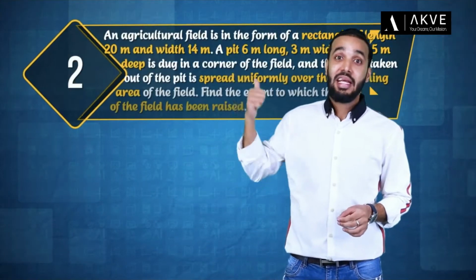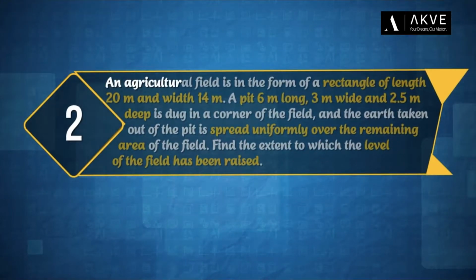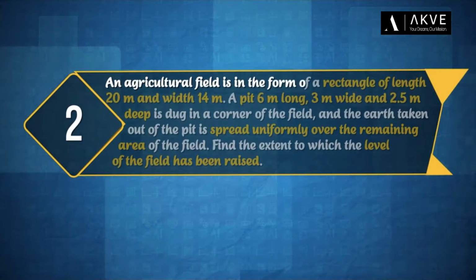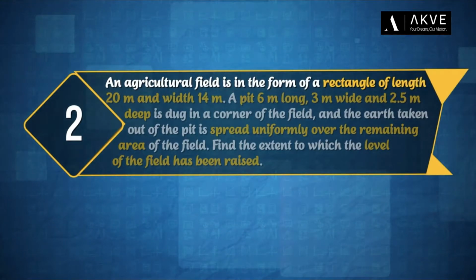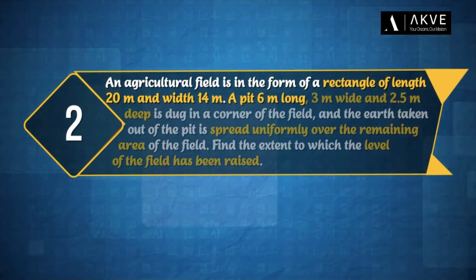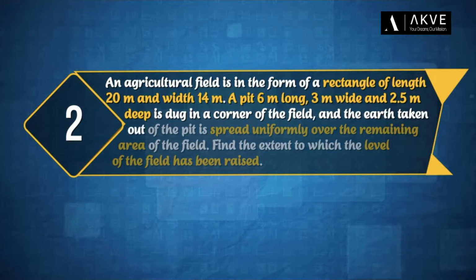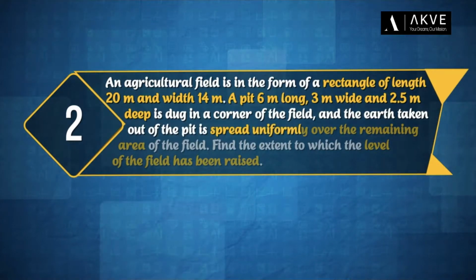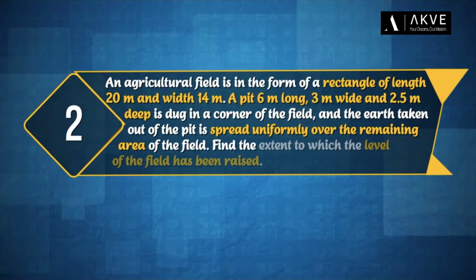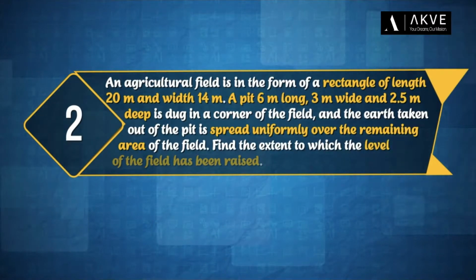Here's one. It states that an agricultural field is in the form of a rectangle of length 20 meters and width 14 meters. A pit 6 meters long, 3 meters wide, and 2.5 meters deep is dug in the corner of the field, and the earth taken out of the pit is spread uniformly over the remaining area of the field. Find the extent to which the level of the field has been raised.